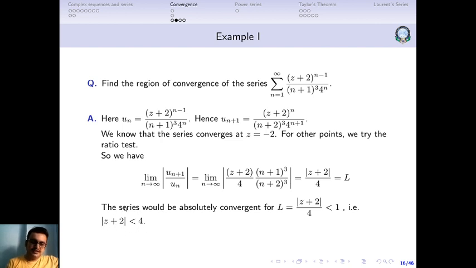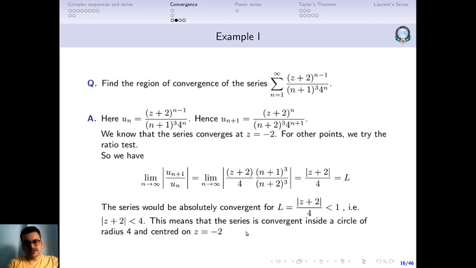What does it mean? It means we are talking about the interior of a circle, right? Because of modulus z plus 2, this is the center of the circle. The center of the circle is -2, and the radius of the circle is 4. So modulus z plus 2 equal to 4 gives a circle whose center is at -2 and whose radius is 4. Modulus z plus 2 less than 4 gives us the interior of that circle. So we know that the series will be convergent inside the circle, but what about on the circle?